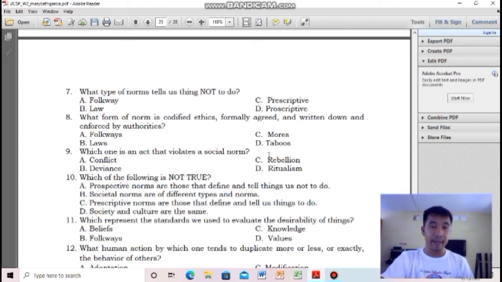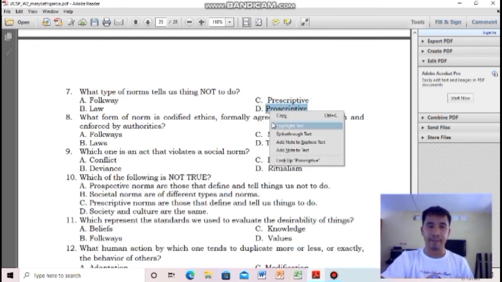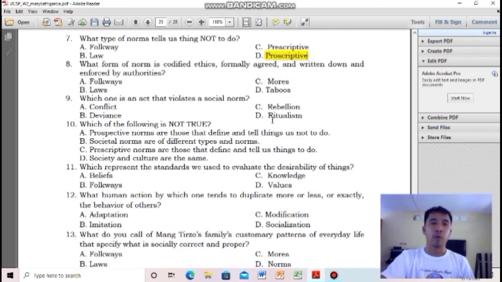Okay. For question number 7, what type of norms tell us things not to do? That is letter D, proscriptive, ang hindi dapat naton obrahon. Okay. For number 8, what form of norm is codified ethics formally agreed and written down and enforced by authorities? Enforced by authorities, ang aton nga key term is, answer for this is letter B, that is laws, or sa Ilonggo, hiligay nun, tawagin nga layi.